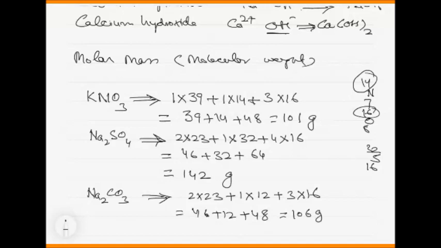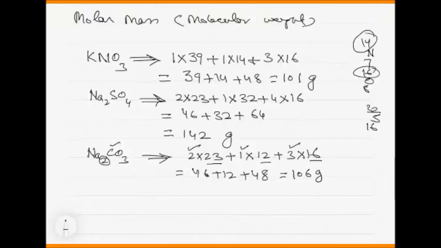That is sodium carbonate, Na2CO3. So I have written 2 atoms of sodium, 1 atom of carbon, 3 atoms of oxygen, and then multiplied their atomic masses, and then we add them. So then this becomes sodium carbonate.